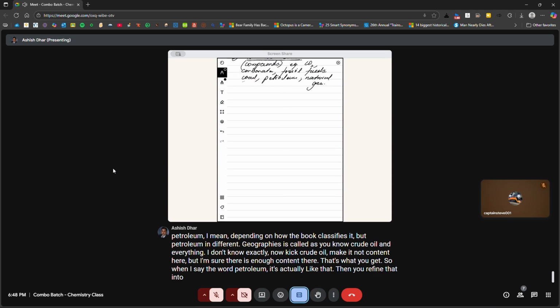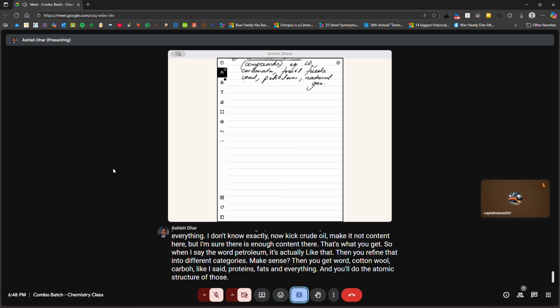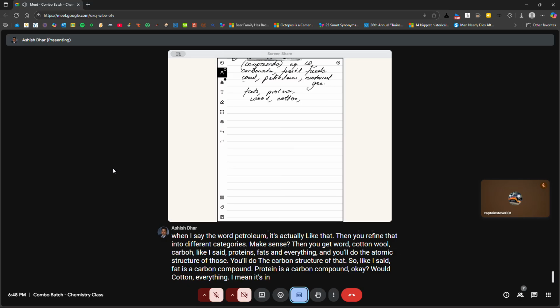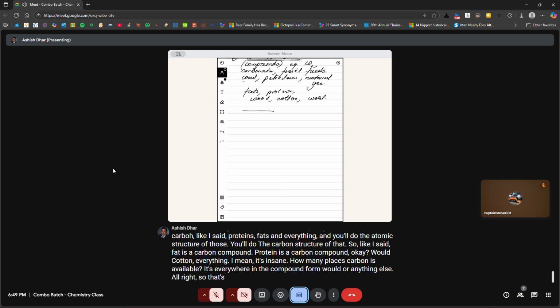Then you refine that into different categories. Make sense? Then you get wood, cotton, wool, like I said, proteins, fats, and everything. And you'll do the atomic structure of those, the carbon structure of that. So, like I said, fat is a carbon compound, protein is a carbon compound, wood, cotton, everything. It's insane how many places carbon is available. It's everywhere in compound form, wood or anything else. All right, so that's on carbon's occurrence.